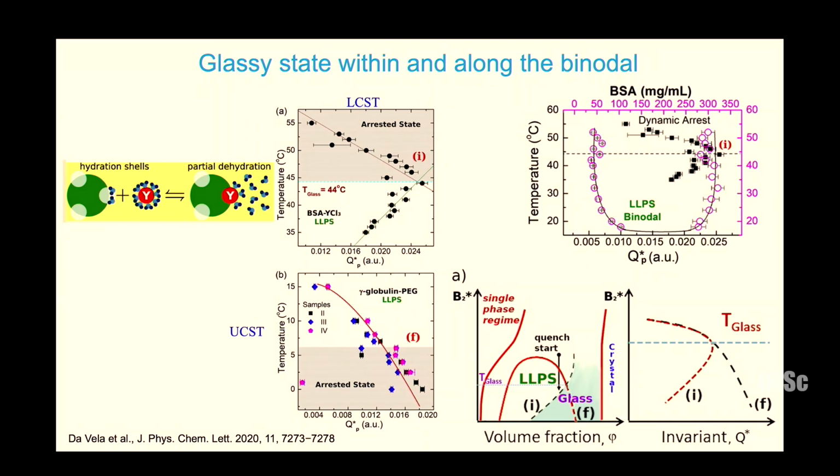And I can show more such examples with more intricacies, where in this case, for example, we have a dynamical arrest happening deep inside the LLPS boundary, or, like I said before, you can have a glass boundary intersecting the binodal. There is a lot of experimental data that you can see on globular proteins.